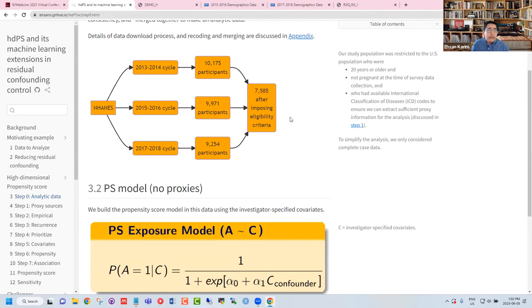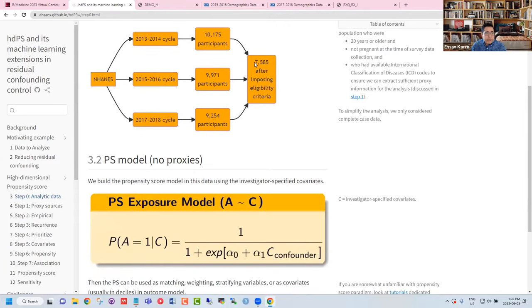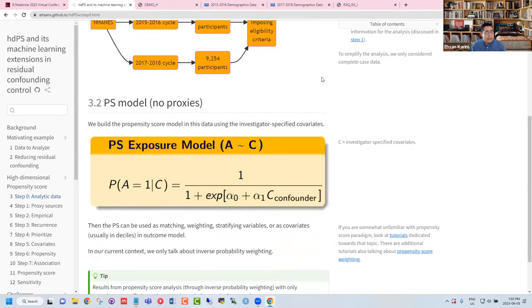Okay, thank you. So in this particular study, in the steps of propensity score analysis, according to our eligibility criteria, we have obtained 7,585 subjects. And obviously we can try to run a propensity score model on these particular patients. And what would be the confounders that we would be selecting in a regular propensity score? In a regular propensity score, we would be basically using the investigator-specified covariates.